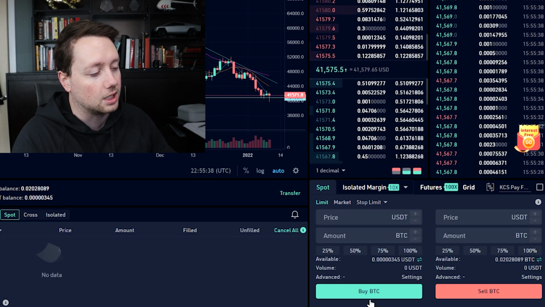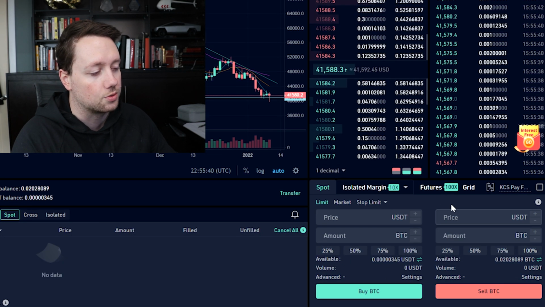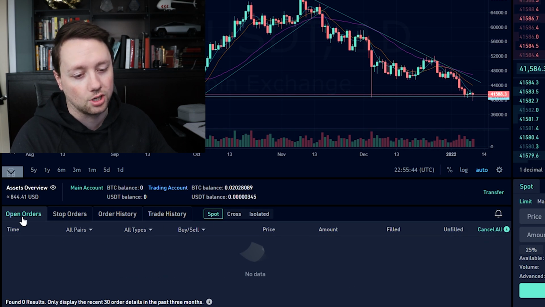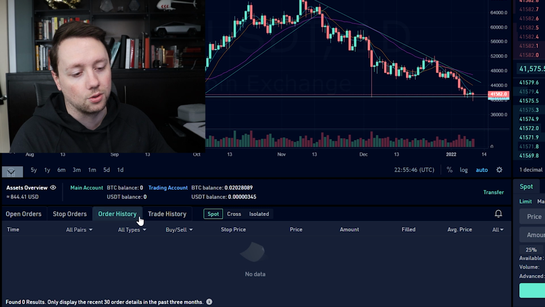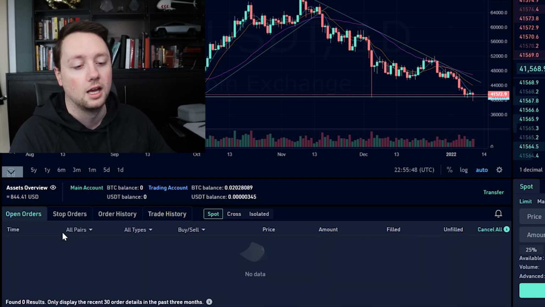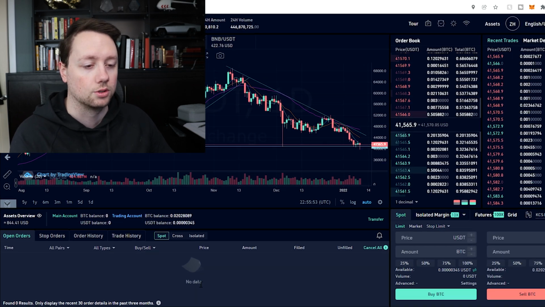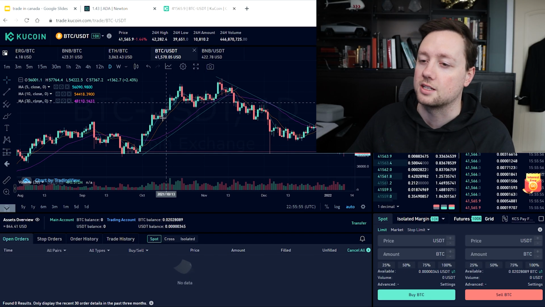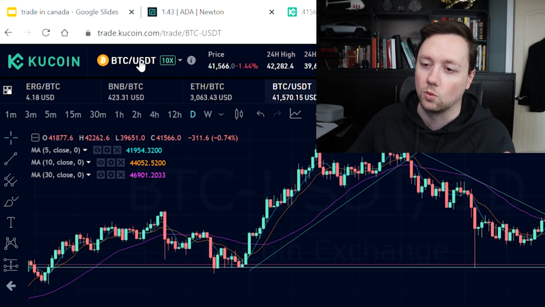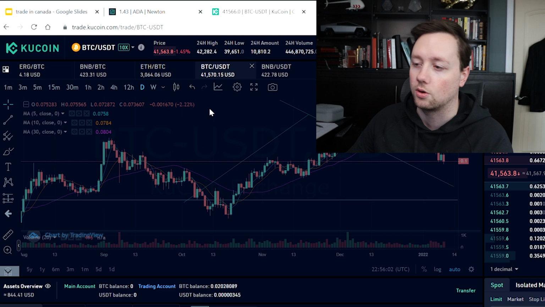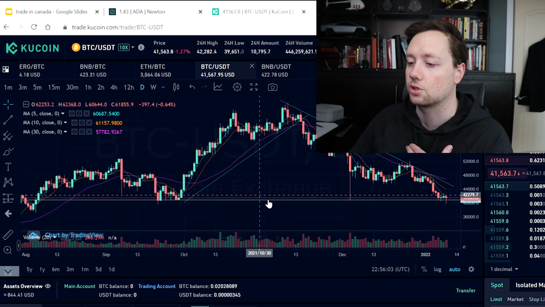On the bottom side here, you can see our ability to place orders. We can buy and sell Bitcoin. And then on the bottom here, on the left-hand side, you can see our open orders, stop orders, order history, and our trade history. And you can see everything that we are doing right here. So this will kind of keep track of what we're doing throughout the day. The price chart is in the middle here. This is going to determine what we are trading, and we can even change between BNB or Ethereum or Bitcoin, whatever we want to trade. We have full control over it.